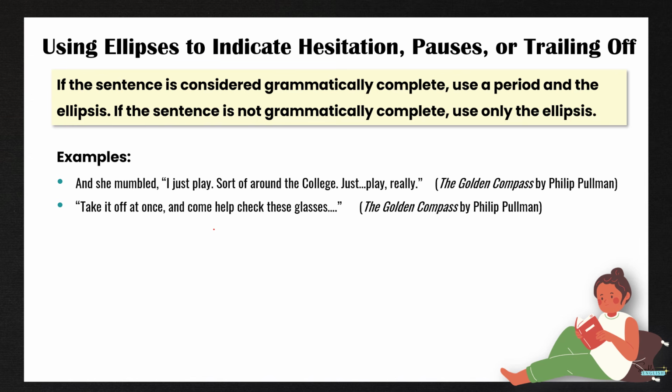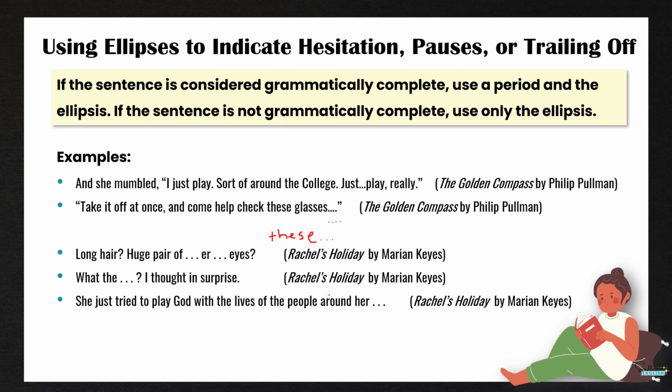In this other quote from the novel The Golden Compass, "Take it off at once and come help check these glasses..." And here you can see that this is the end of a sentence. The sentence is trailing off, but it is a complete sentence. So the author has used an ellipsis plus a period at the end because the sentence is complete. If the sentence ended right here with "these and come help check these," that wouldn't be a complete sentence, so it would just have an ellipsis at the end.